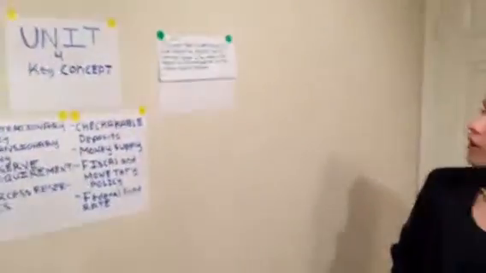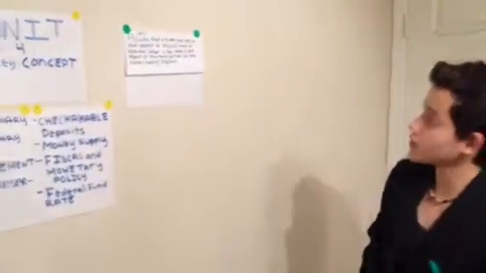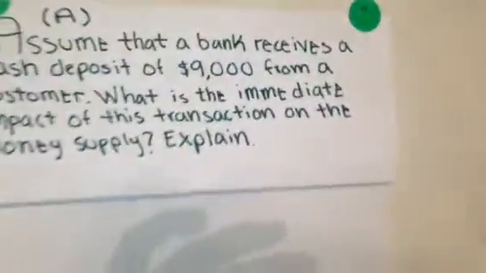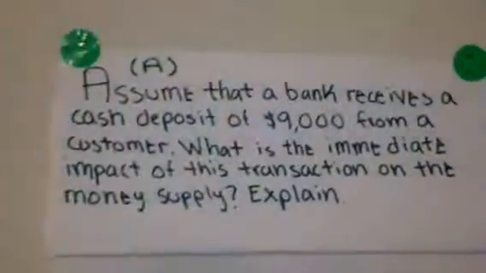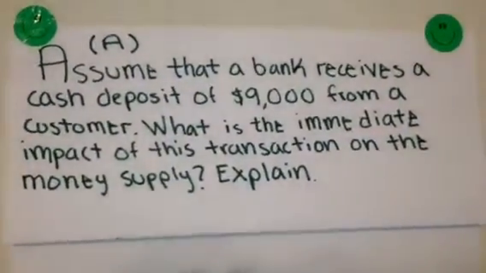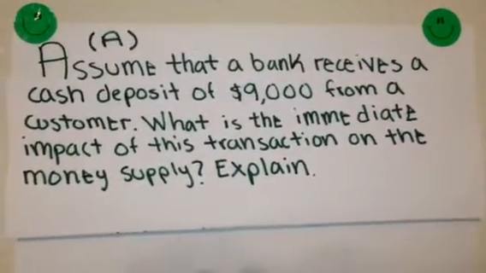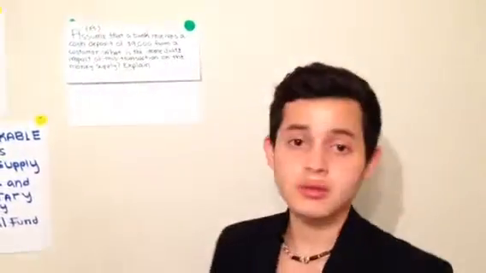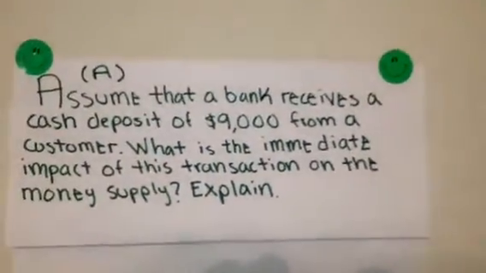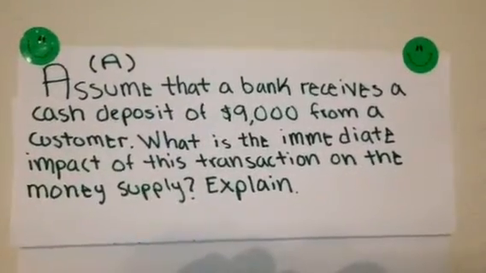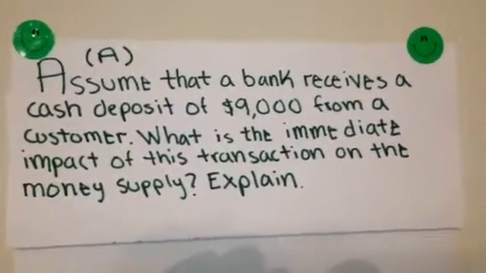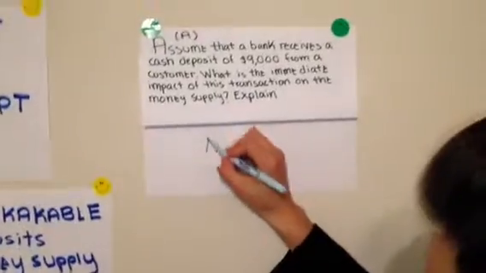Now we're going to go over the FRQs, and the first one says, assume that a bank receives a cash deposit of $9,000 from a customer. What is the immediate impact of this transaction on the money supply? Explain. I'll give you a little bit so you can answer it. Pause it if you need more time. Okay. You got it? Alright, hopefully you got it right. Now the answer to this is none.